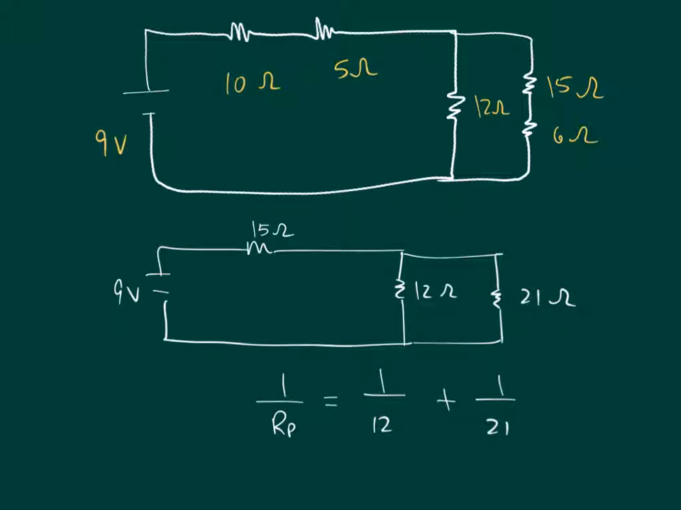So how do I add these together? I can't do it in my head. I really don't want to do this with fractions. Use your calculator. Do 1 over 12 plus 1 over 21. Add them together and then do the inverse of that.